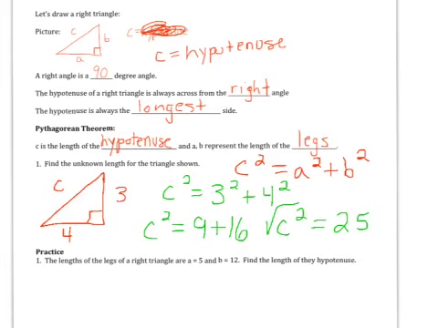So if I take the square root to solve for C, C equals 5. We don't want to say that C equals plus or minus 5 because the hypotenuse is a length and we can't have -5 length of a triangle. So we just use the positive answer, C equals 5.